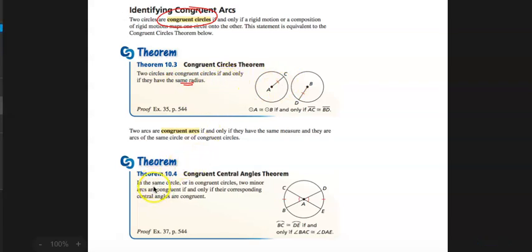Alright, and here's another, the congruent central angles theorem. In the same circle or in congruent circles, two minor arcs are congruent if and only if their corresponding central angles are congruent. So pretty much if you make a set of vertical angles, then these two angles are congruent if the arcs are congruent, or if the arcs are congruent, then the angles are congruent. Alright, going either way.